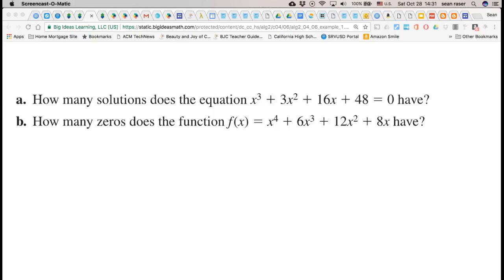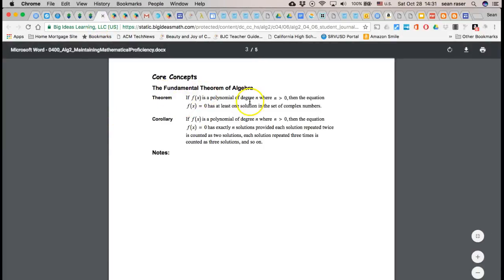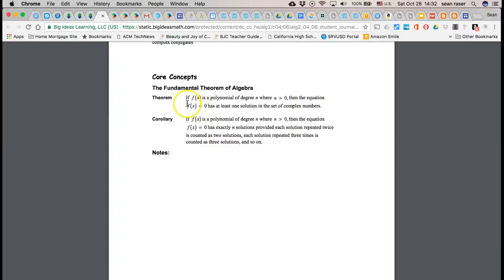But in this first video, this is something that we've already been talking about, and most of you guys know already, but it's officially introduced as the fundamental theorem of algebra. And here, this is from your journal, and you can see it's kind of wordy. The theorem says if f of x is a polynomial of degree n, where n is greater than 0, then the equation f of x equals 0 has at least one solution in the set of complex numbers.